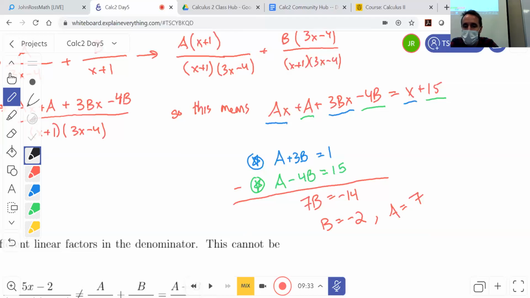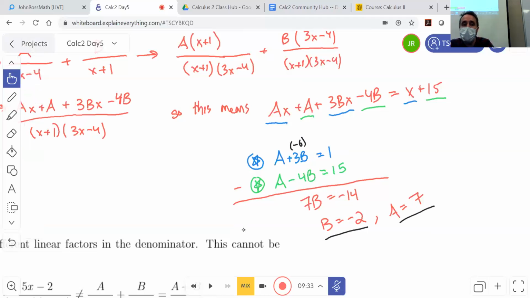And once we figured out what b was, I just thought, what do I have to get for a to have a plus negative 6 equal to 1? So I thought a had to be 7 as a result. So at this point, we haven't actually solved the original problem. I think it's easy to forget that, but we've done a lot of our heavy lifting.